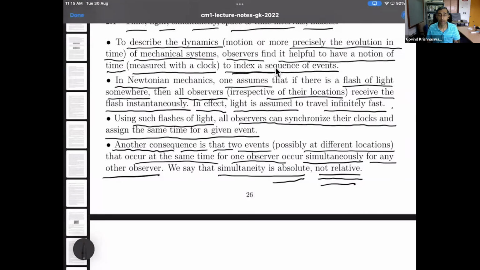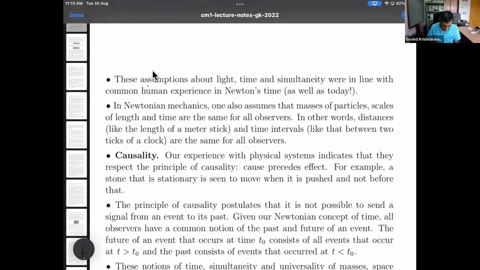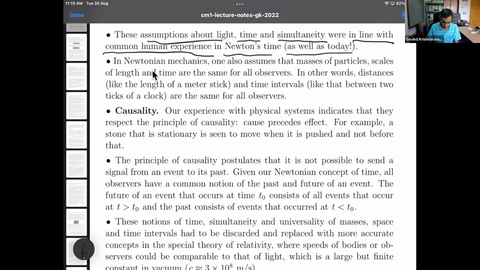Very good. Now let me comment that these assumptions about light, time, and simultaneity were in line with common human experience and experimentation in Newton's time as well as today. So this is not some crazy assumption. It is in our common daily experience. It is very difficult to detect any effect of the speed of light being less than infinity.